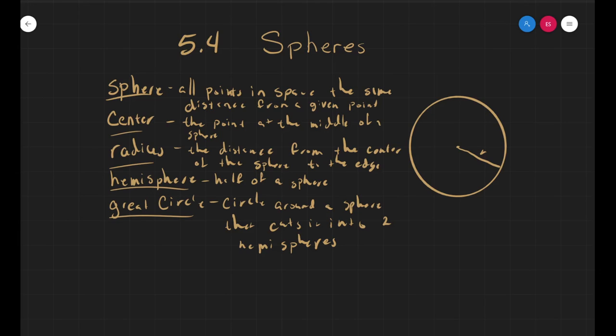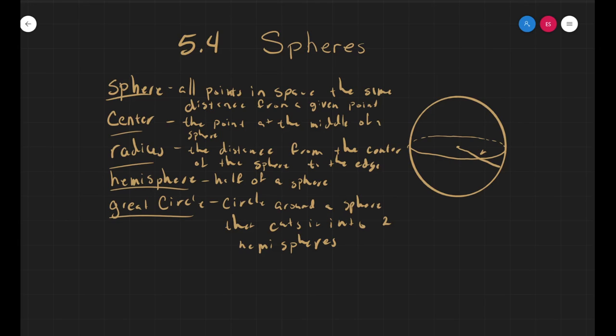A hemisphere is half of a sphere. If you cut a sphere in half, then that's a hemisphere. And the line you use to cut a sphere in half is called a great circle, a circle that goes all the way around the sphere and cuts that sphere into two hemispheres. So if we do something like this, and then we make a dotted line around, that cuts the sphere into two hemispheres.